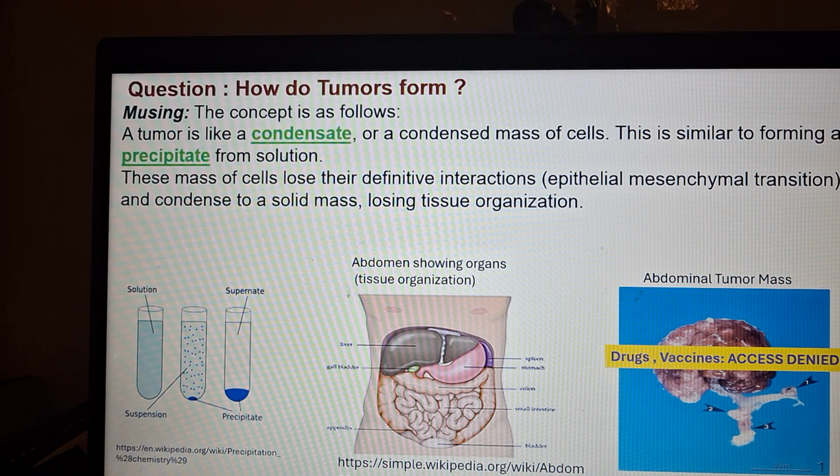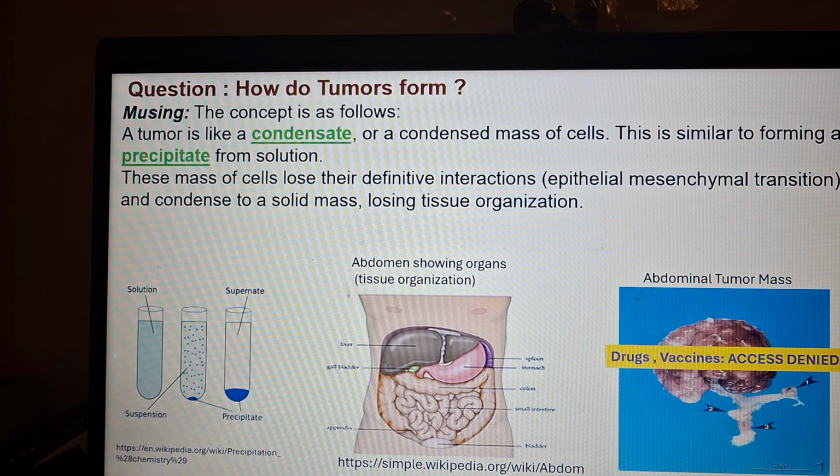Now, in a tissue, there are individual cells which have different functions, and they are specialized, and they are arranged in a specific way. This loss of organization is what happens during the formation of a tumor. So when I was using the analogy of precipitation, it is like these organized cells which were arranged in a specific way somehow lose their interactions with each other as a part of that organ system and come together and form this loose mass of cells.